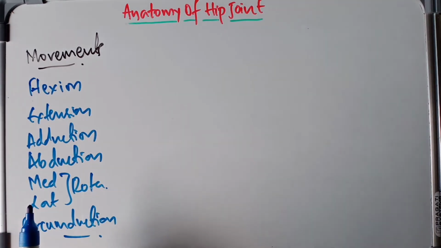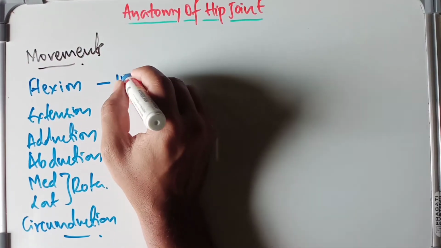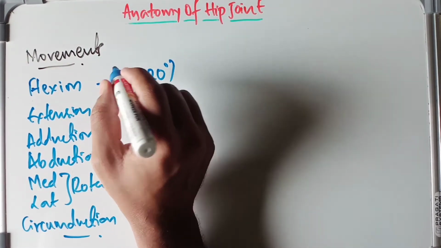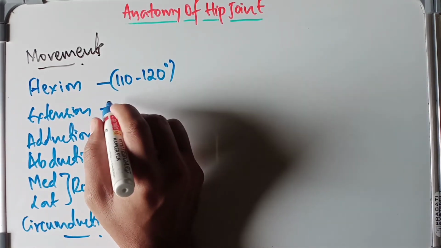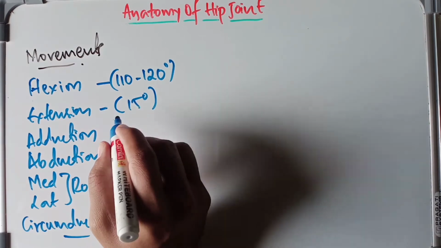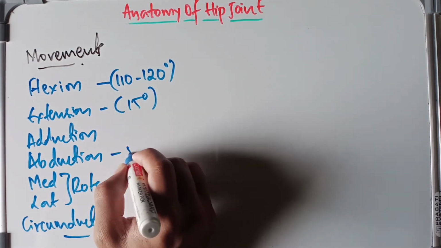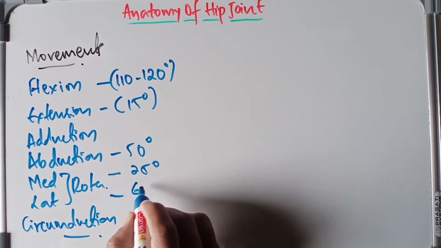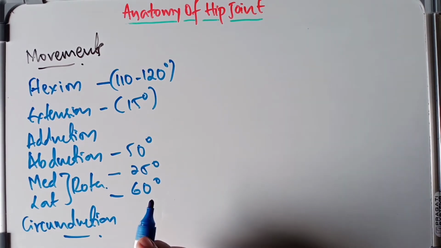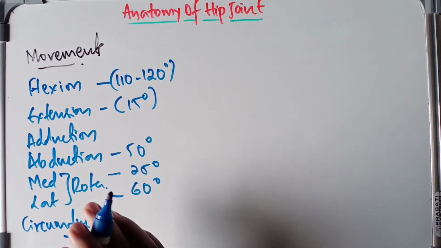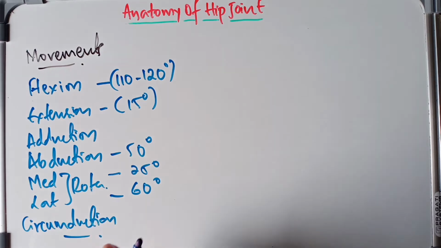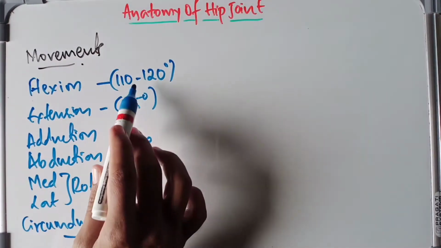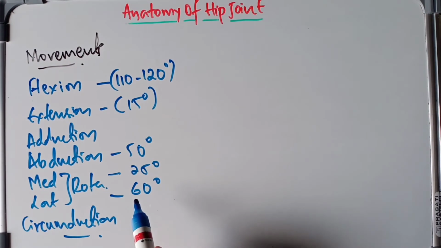Flexion ranges from 110 to 120 degrees. When it comes to extension, it is only 15 degrees. Abduction ranges up to 50 degrees, medial rotation is 25 degrees, and lateral rotation is able to do up to 60 degrees. So these are the different ranges of the movements. Flexion is limited by the contact of the thigh with the abdomen, and adduction is limited by the contact with the opposite thigh. So these are the different limits, and these are the different ranges of the movements that the hip joint can actually perform.